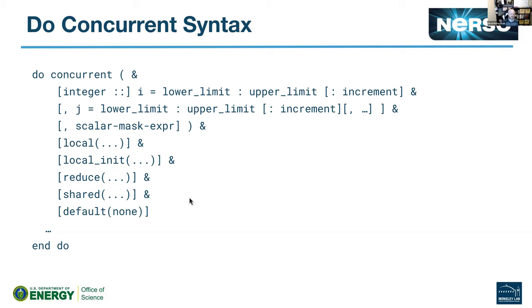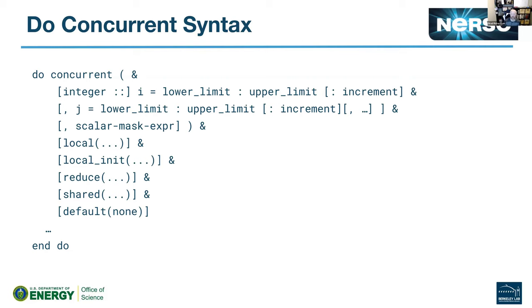But shared says basically every iteration of the loop can see this variable. You are not then allowed to change it. The way the standard is written is that variables which are shared cannot be modified in any iteration. Variables which do not appear in any of these, and if there's no default none, then any variable that is modified, that is defined in one iteration, shall not be referenced or defined in any other iteration.